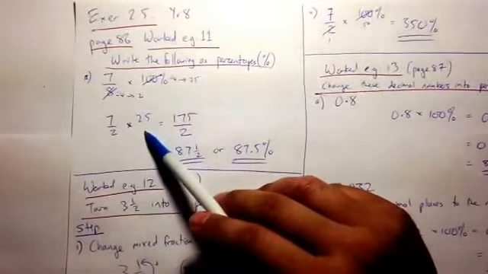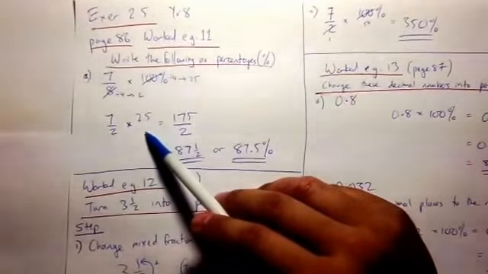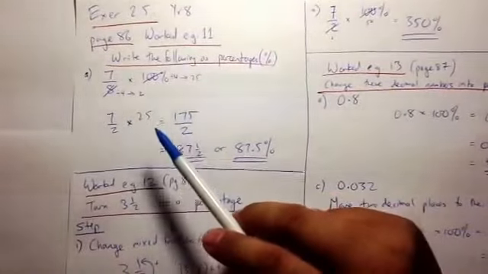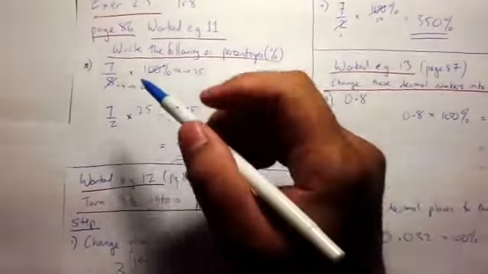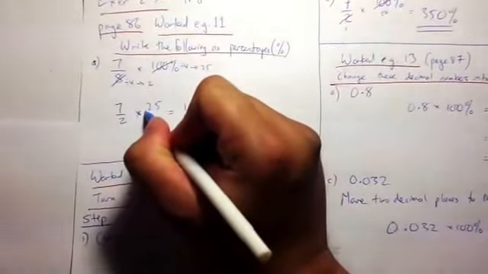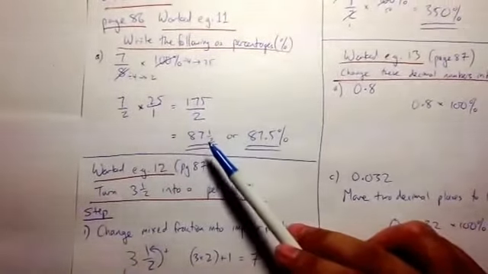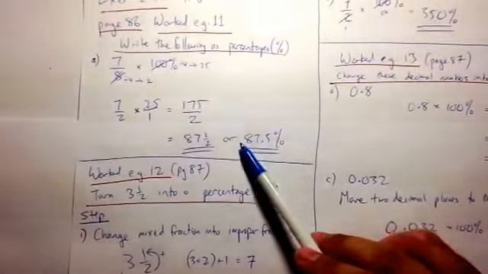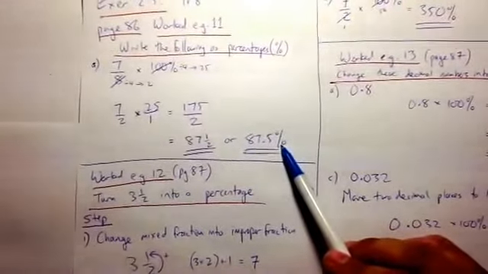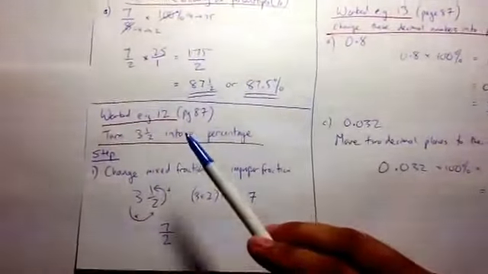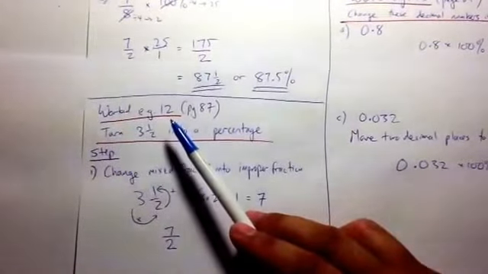2 multiplied with the 1 that's invisible at the bottom becomes 2, since 25 is the same thing as 25 over 1. That will give you 87.5 or 87.5%. Moving on to page 87, worked example 12.